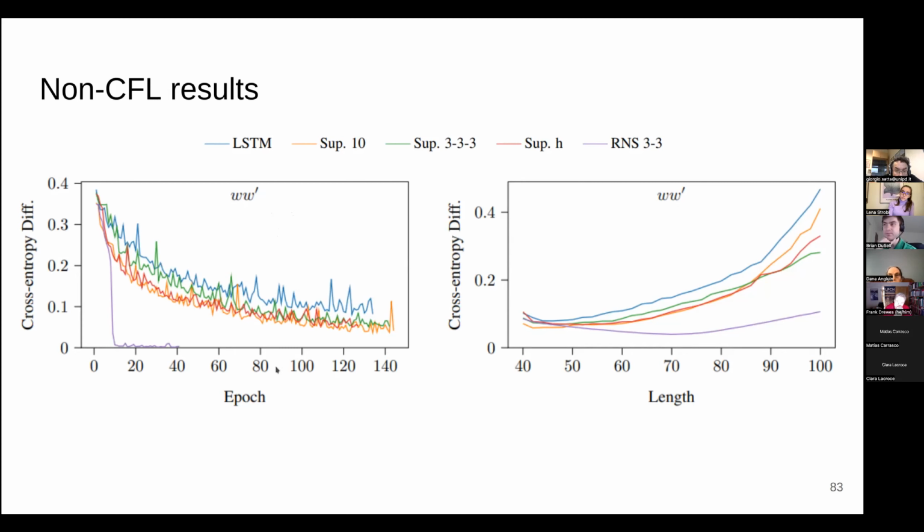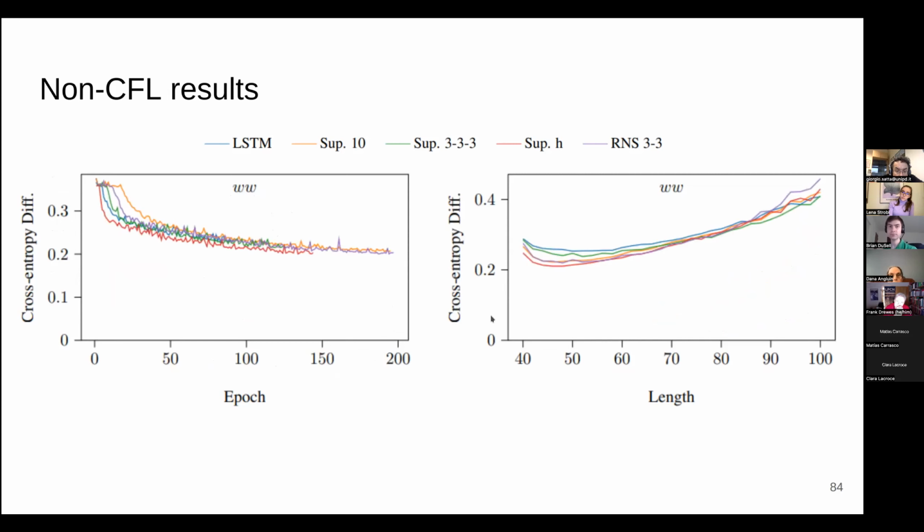And again, only our model solves this. So we're the purple line. All right, and finally, we did test on just WW, which has no hints at all, no explicit marking. And in this case, none of the stack models were able to learn this.